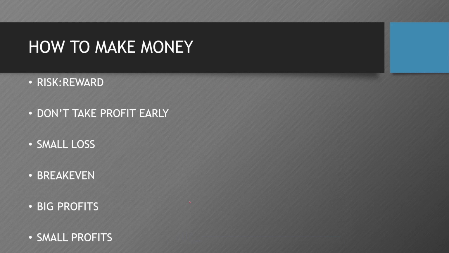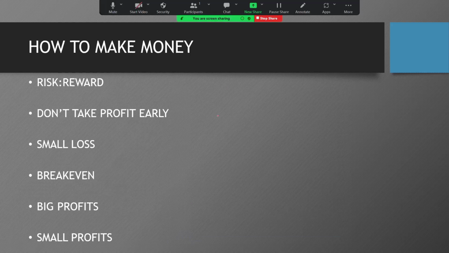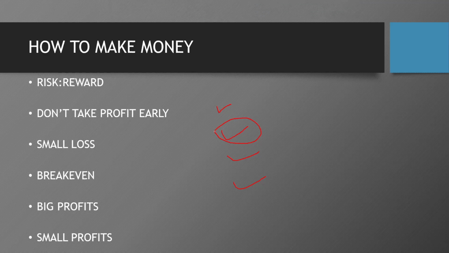Now, how do you make money from trading? Let me tell you something. In trading, there are different things. We have small loss, we have big loss, we have big profits, and we have small profits. If you can just eliminate big loss from your trading, you are on your way to having a successful trading career. If you can avoid big loss in your trading, you're on your way to having a successful good career.